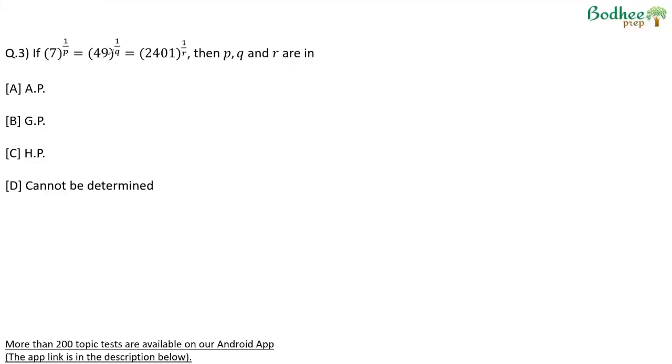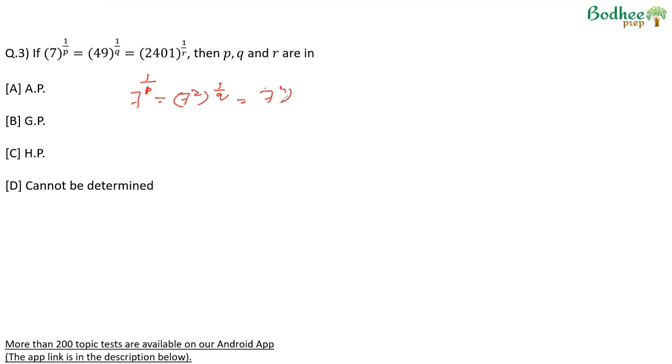If 7 raised to power 1/p is equal to 49 raised to power 1/q is equal to 2401, which is 7 raised to power 4, raised to power 1/r, then p, q, r are in? So if we want to compare powers, first of all, we make the base the same. 49 becomes 7 squared, raised to 1/q.